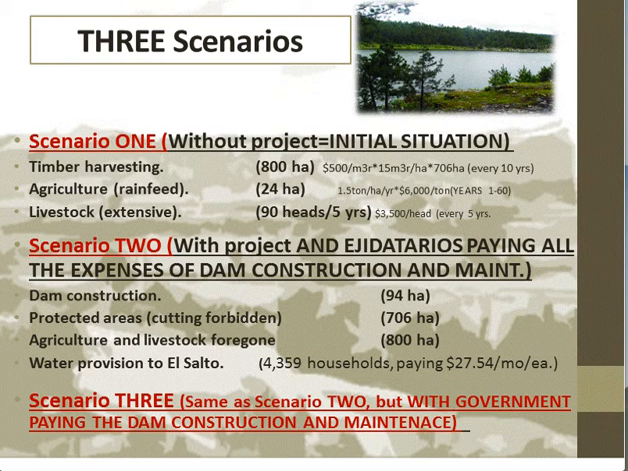And the provision of water to El Salto, which would mean payments of about 27 Mexican pesos per each household in El Salto. Scenario three is the same as scenario number two, but with the difference that the government would pay for the dam construction and the maintenance instead of the ejidatarios.